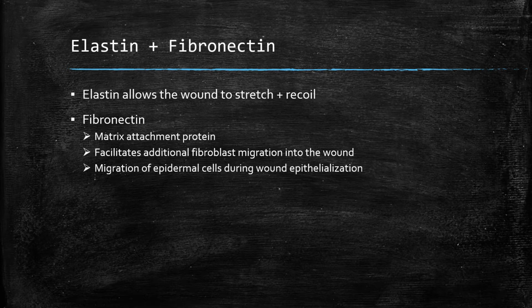The fibroblast produces several other critical molecules. Elastin gives the wound pliability, which allows it to stretch and recoil. Fibronectin is a critical matrix attachment protein. It facilitates additional fibroblast migration into the wound, and importantly, it provides a framework for the migration of epidermal cells during wound epithelialization.